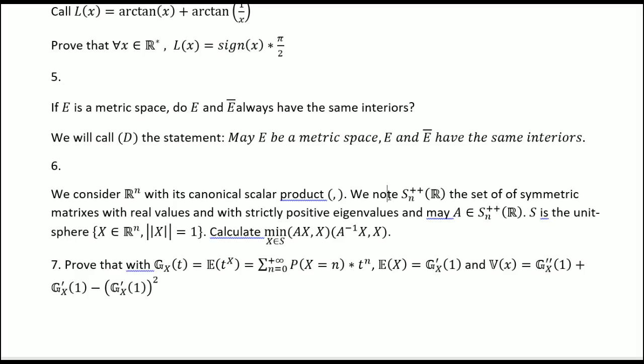And I call S, big S, the unit sphere. So if x is a vector of R to the power n, then its norm equals 1. So now we want to calculate the minimum, with x in the unit sphere, of A times x scalar x times A minus 1, the inverse of A, x scalar x. That's kind of complicated, but we'll get through.